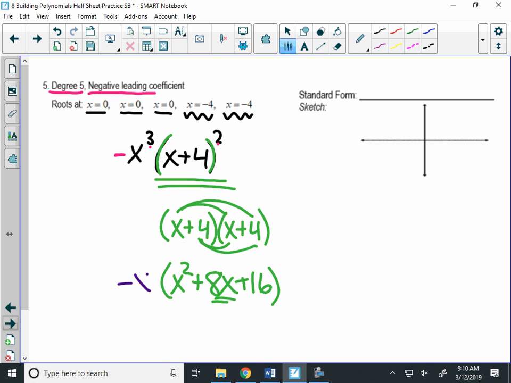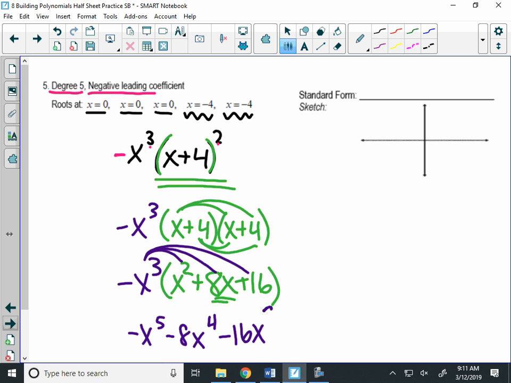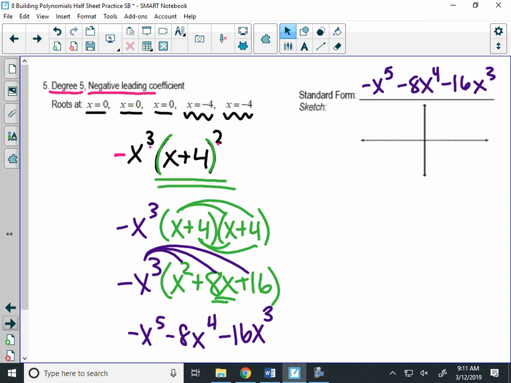Now this negative x cubed comes down. We keep it there. We're not using it yet, but now we can. Now I can distribute negative x cubed to all 3 terms in my equation. So that'll give me negative x to the 5th minus 8x to the 4th minus 16x cubed. That's your standard form. That is what's going to go on your line here. Now let's double check though. We have what we need. Degree 5. Yep, got degree 5. Negative leading coefficient. Yes, I have that.